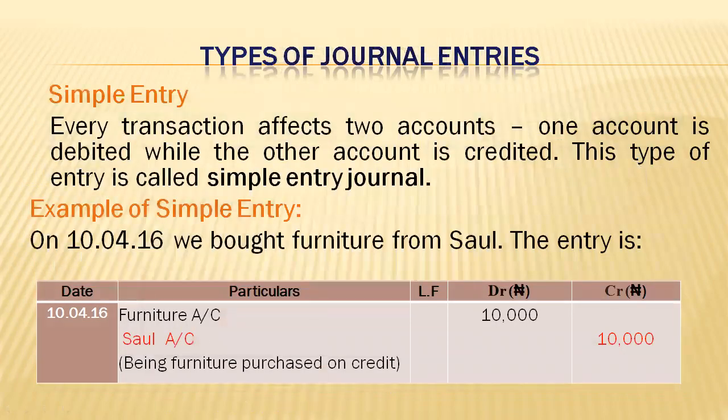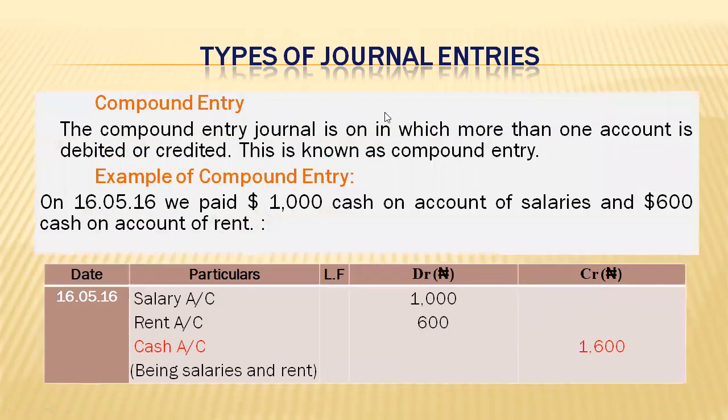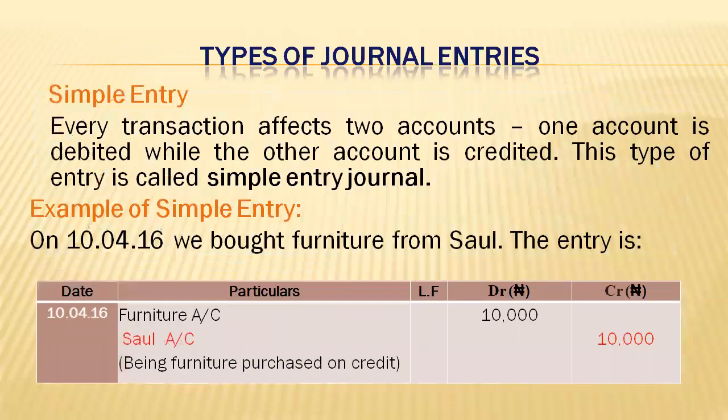So let's go further and look at simple entry transactions, under our types of journal entry. We have the single entry, the simple entry, and the compound entry. For the simple entry, every transaction must affect two accounts. Don't forget our double entry principle. For every debit entry, there must be a corresponding credit entry and vice versa. For every transaction, there are usually two parties. One account is to be debited, while the other account is to be credited.